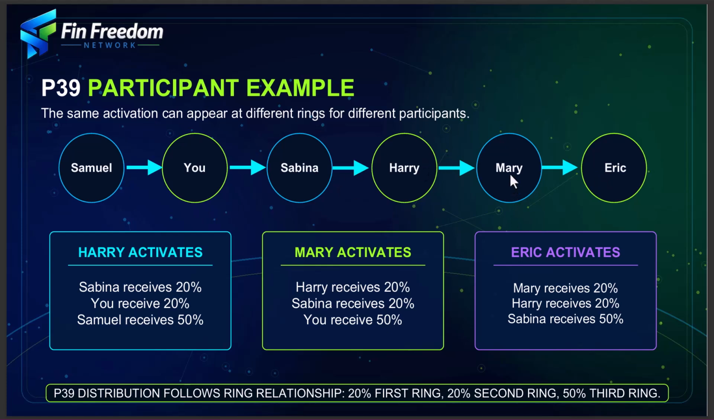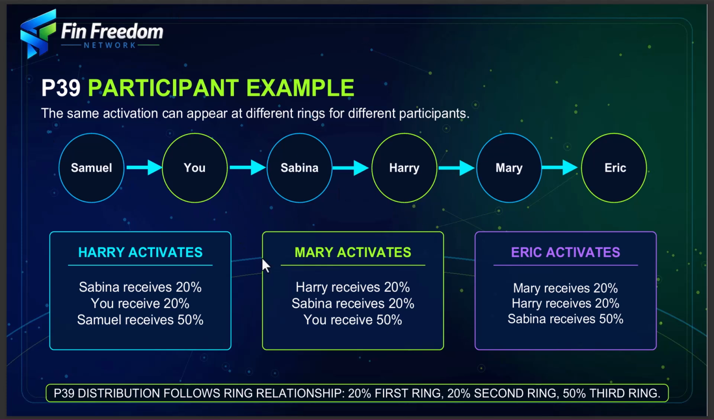If Mary activates level 3, for instance, Harry will receive 20% of $40, Sabina will receive 20% of $40, you will receive 50% of $40. Alright? If Eric activates level 3 with $40, for instance, Mary will receive 20%, Harry will receive 20%, and Sabina will receive 50%. So there is too much money in circulation.